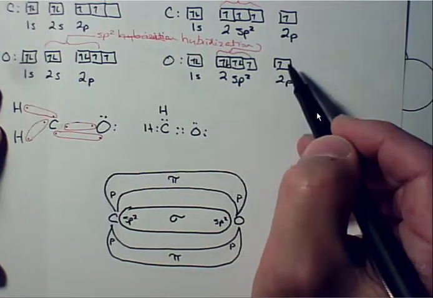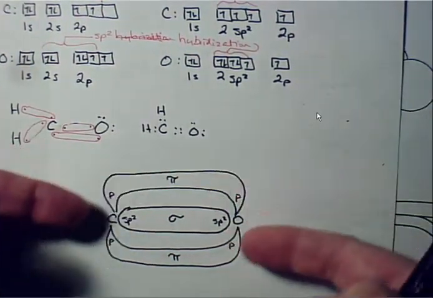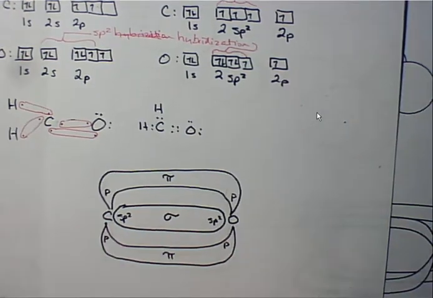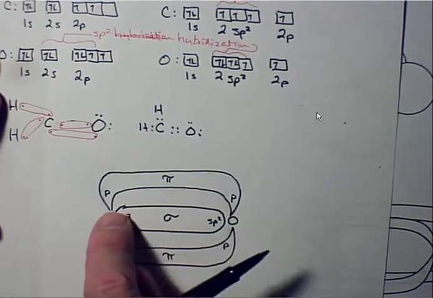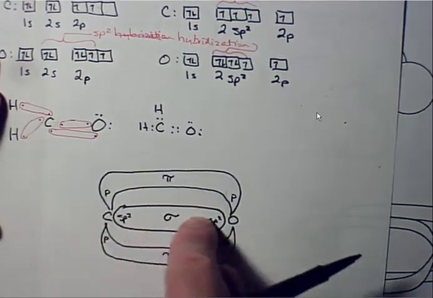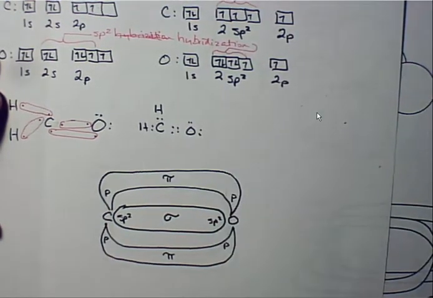So this is why we need this unhybridized set of p orbitals over here. Because without the unhybridized p orbitals, this pi bond can't happen, and we can't have a double bond. Because only two electrons can be in the same region of space. To get four electrons between these two atoms, I've got to put two electrons in this region of space and two electrons in this region of space. Okay? Any questions about that?